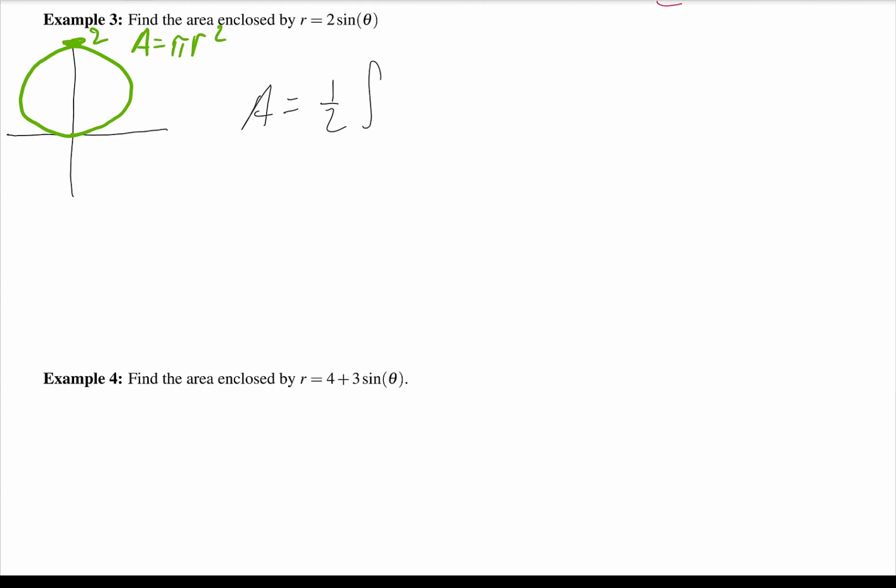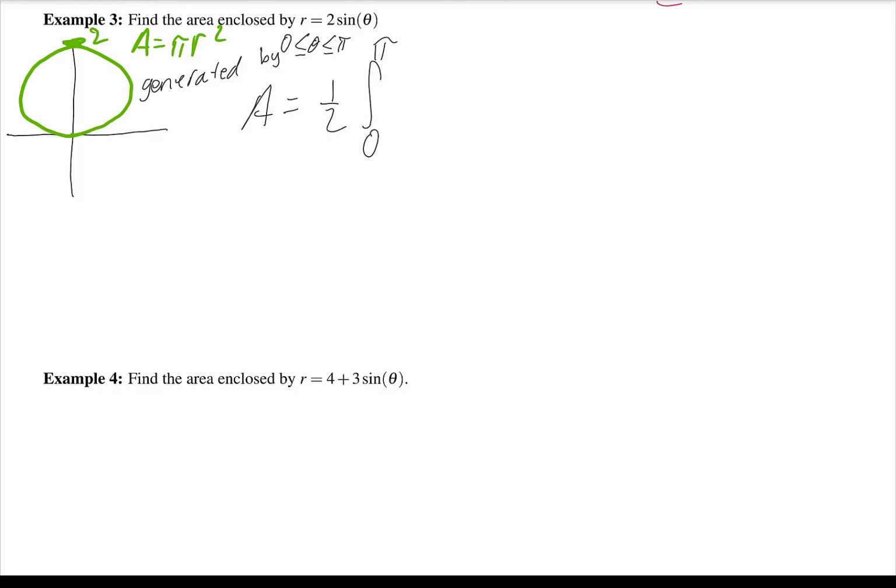Now remember, last lecture I was talking about what does it take to generate this full circle. And I said this was going to be extremely important. And this is why it's important. Because they don't give us what theta should be here. But we know that this is generated, right? We get the full circle whenever theta goes from 0 to pi. And so that's why we're integrating from 0 to pi here.